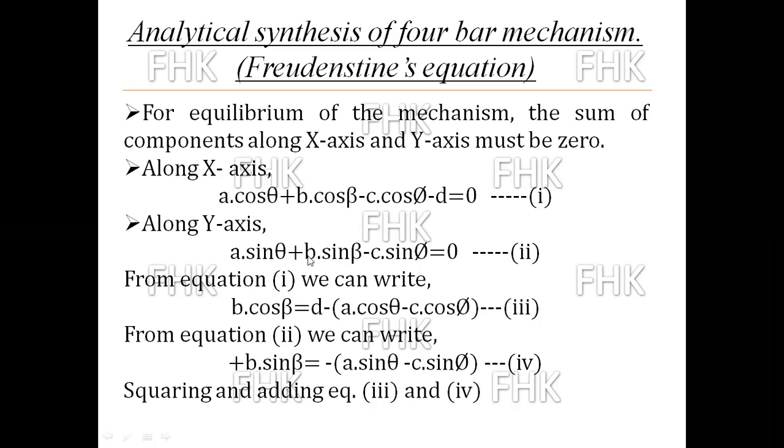Likewise, I will put b sin beta on the left side, and all the terms I will move towards the right. So plus b sin beta is equal to minus in bracket a sin theta minus c sin phi. I will take a sin theta minus c sin phi into that bracket, and this plus bracket will become minus bracket, minus a sin theta minus c sin phi. This will become equation number 4.